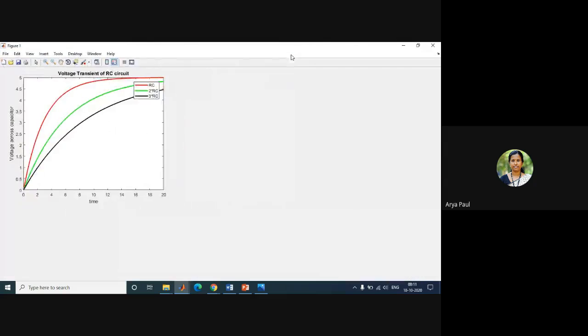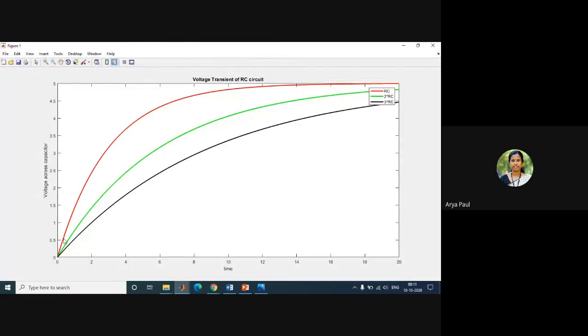So you'll be getting 3 graphs. The first graph is in red color, second graph in green, third graph in blue. I have purposefully given it like that. This is the label: first label is RC, second label is 2RC, and the third label is 3RC. So the black color is 3 times the time constant, green color is 2 times the time constant, and red color is the RC time constant.